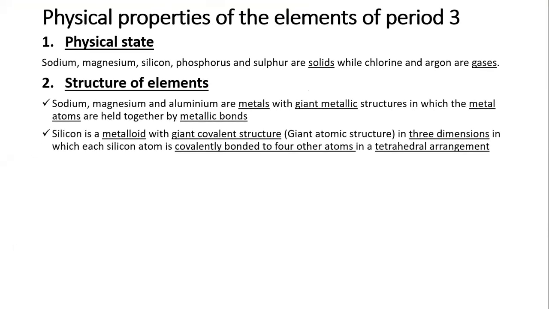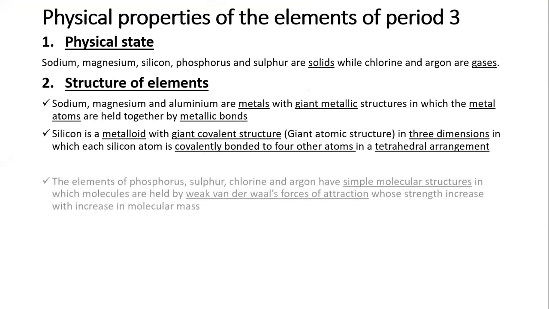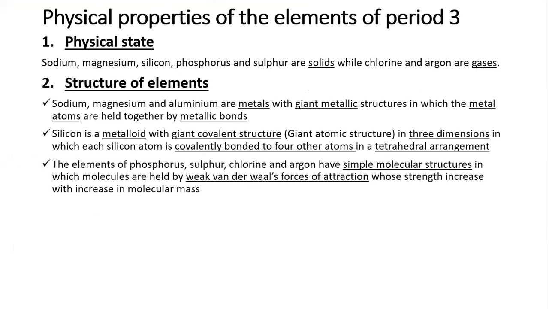So we looked at the structure of silicon, the metals. Now let us look at the phosphorus, sulfur, and chlorine. When you're describing the structures, we say they have simple molecular structures in which molecules are held by weak van der Waals forces of attraction, whose strength increases with increase in molecular mass. Now look at the structures.